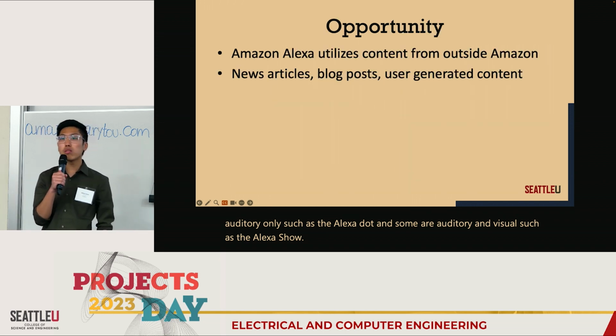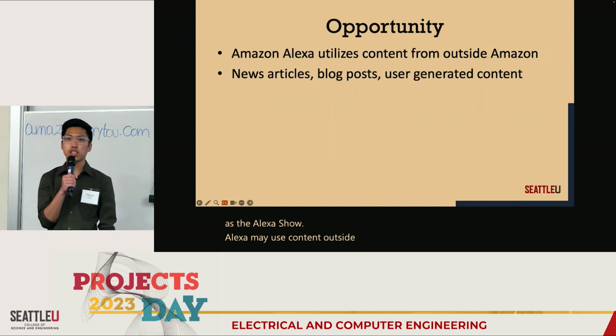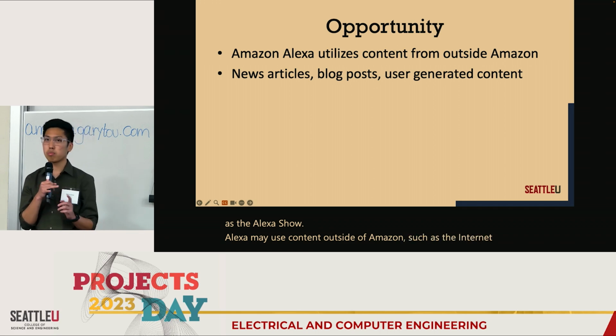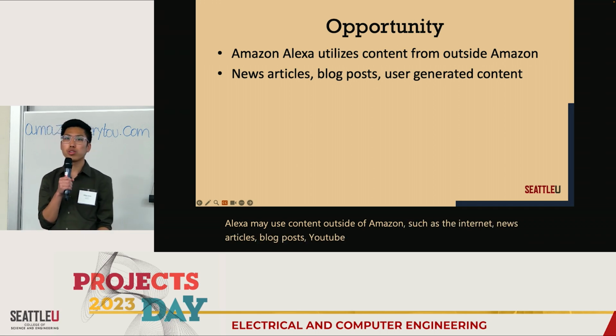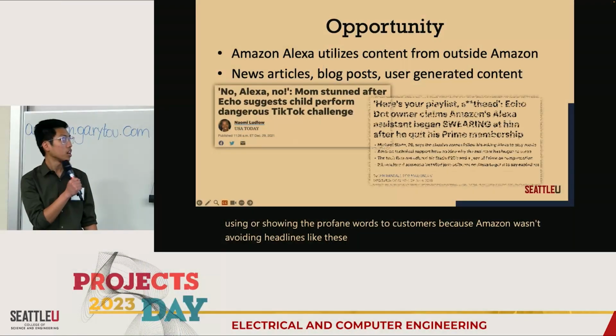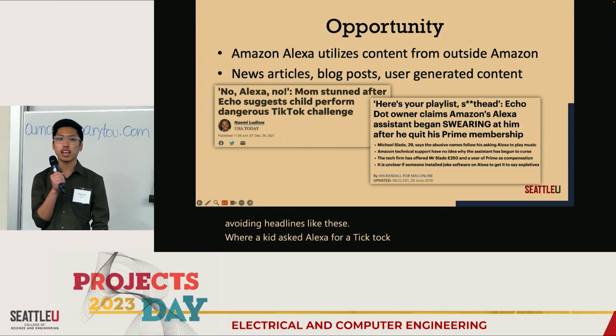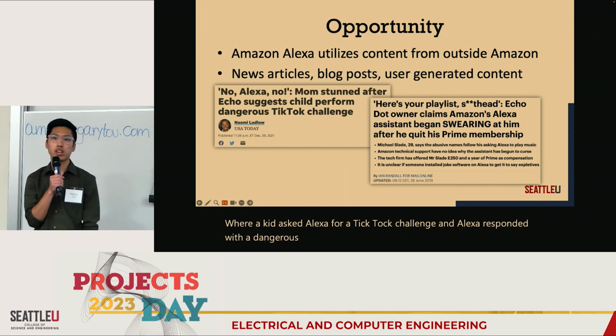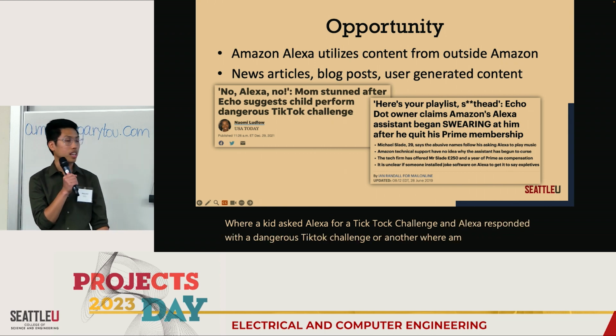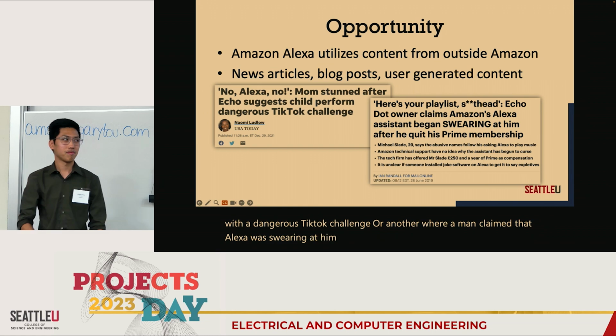Amazon Alexa may use contents outside of Amazon, such as the internet, news articles, blog posts, YouTube, or other user-generated contents, and it may contain the use of profane words. Amazon wants to prevent Alexa from using or showing the profane words to customers because Amazon wants to avoid headlines like these, where a kid asked Alexa for a TikTok challenge and Alexa responded with a dangerous TikTok challenge, or another where a man claimed that Alexa was swearing at him.